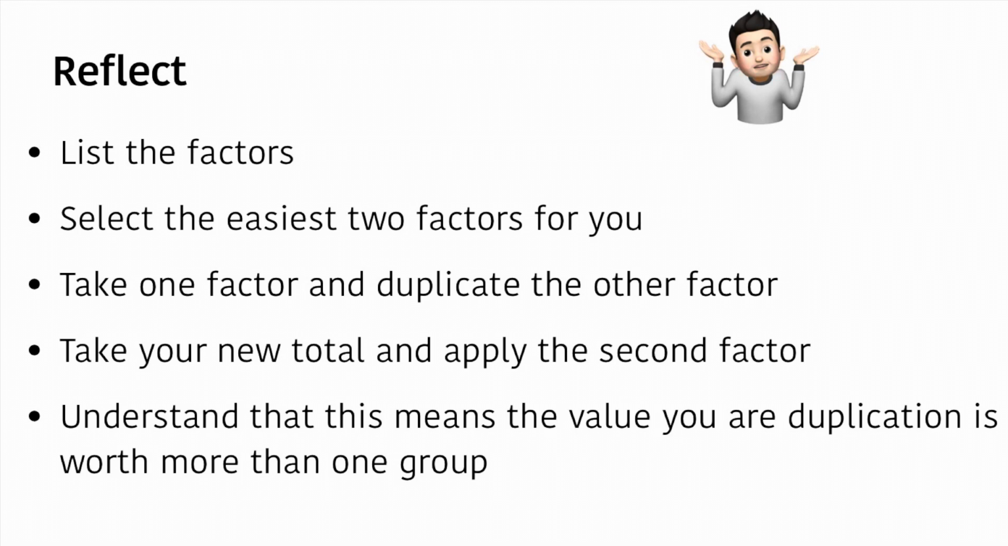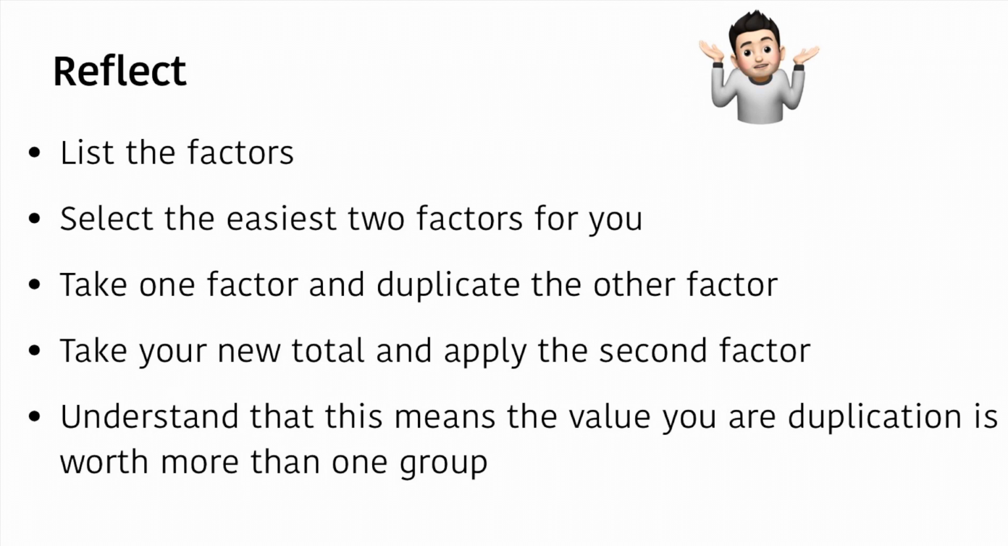Before we get started on the question then, let's just reflect and go through the steps. Step 1. Pick out your two numbers and then list the factors of those numbers. 2. Select the easiest two factors for you. That'll completely depend on personal preference. 3. Take one of those factors that you've selected and duplicate the other one in your drawing.